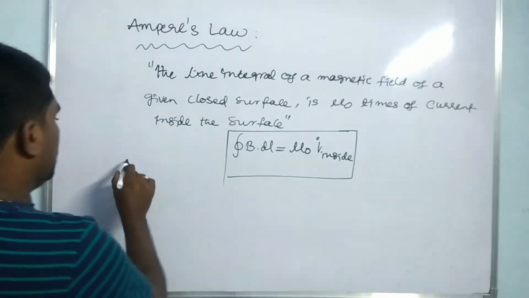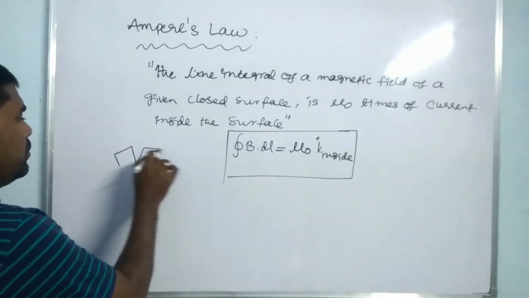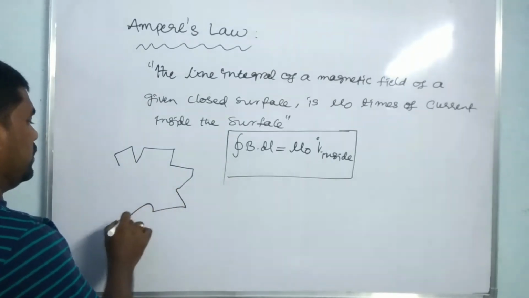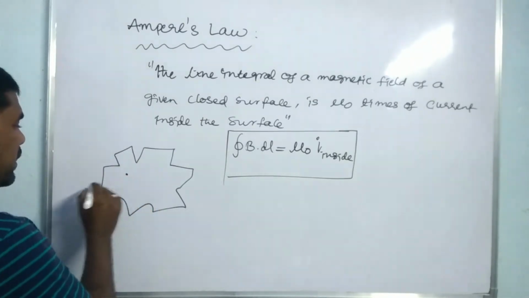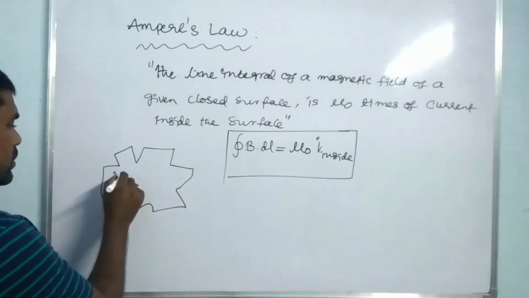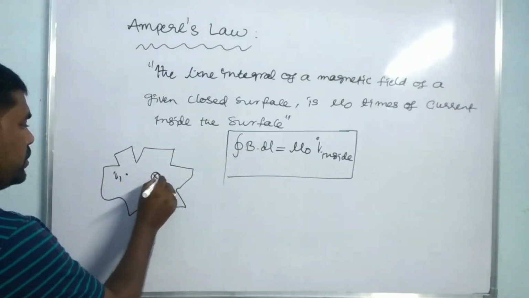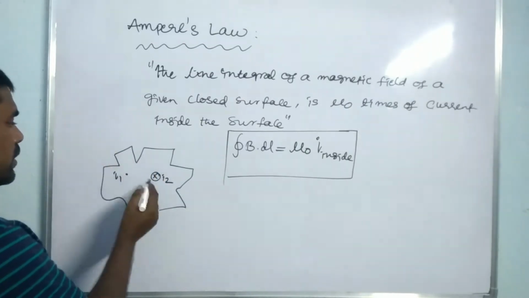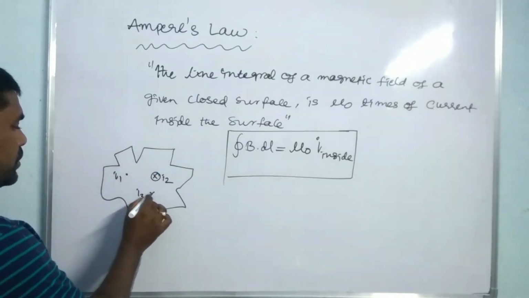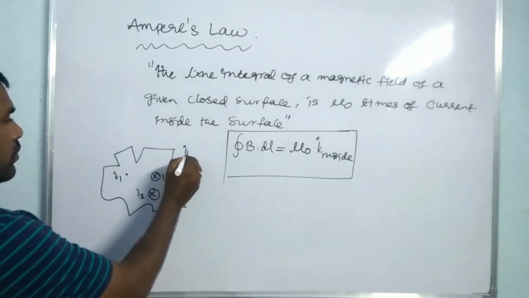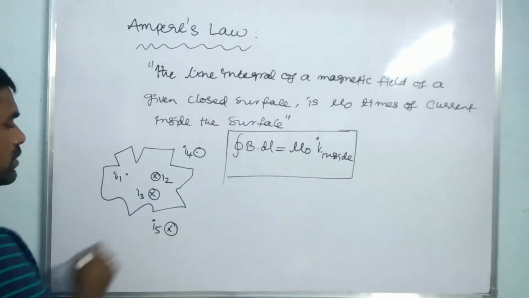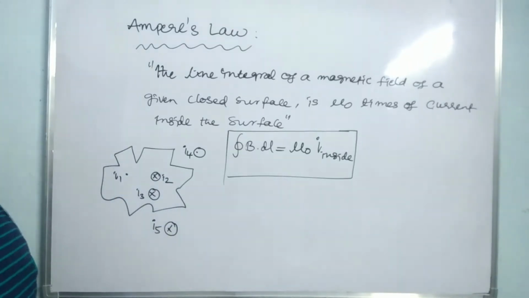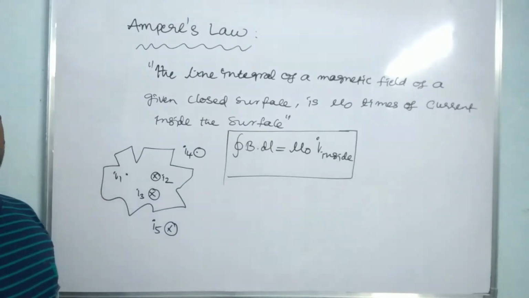Suppose this is one of the surfaces we have to assume here. This is the closed surface. Here there is a current I1, which is outward. A current I2, which is inward. A current I3, which is inward. A current I4, which is outward. A current I5, which is inward. These are the different currents in this surface.